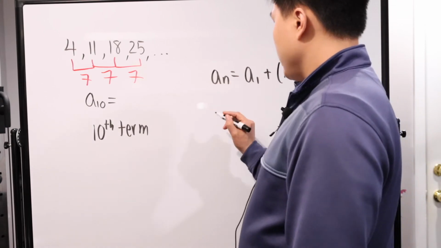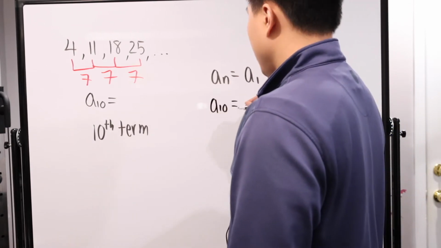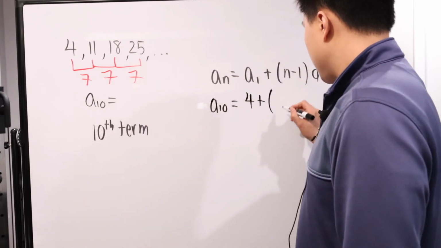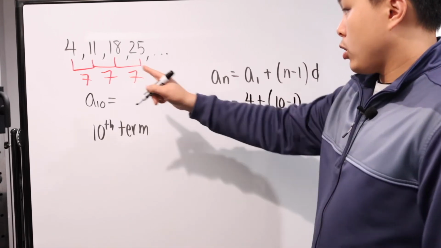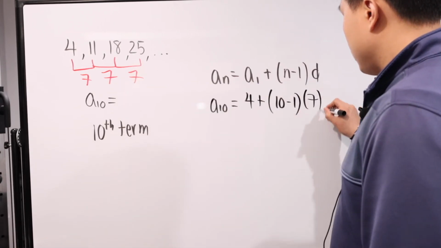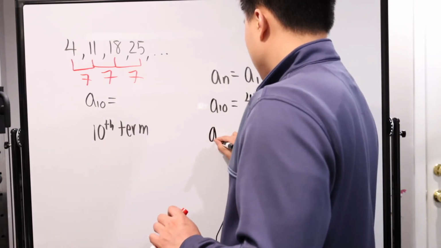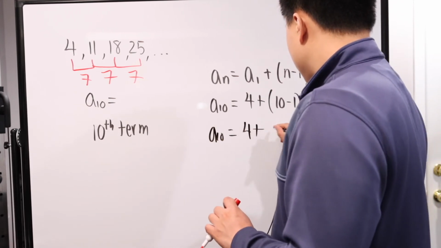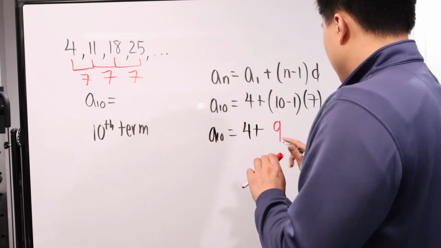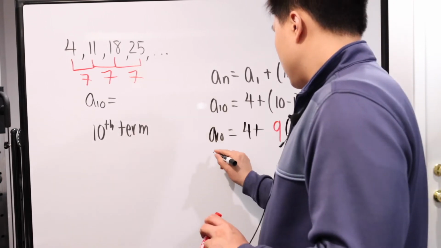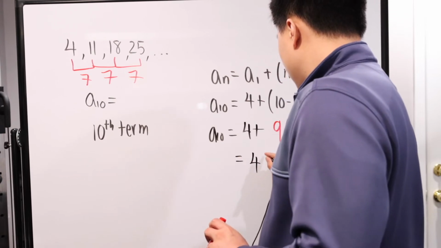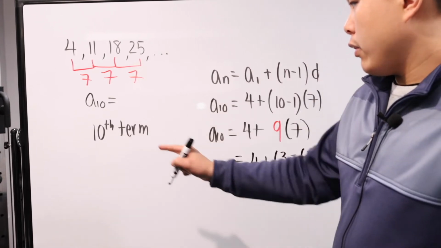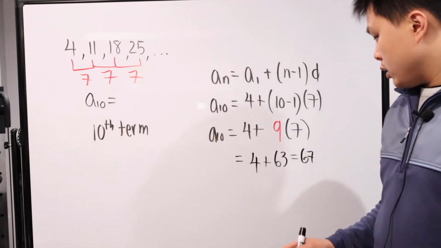Well, if that's the case, we want a sub 10 equals a sub 1, which is 4, our first term, plus 10 minus 1 times our common difference, which is 7. Excellent. All right, let's start working on this. So a sub 10 equals 4 plus 9 times 7. That's going to equal 4 plus 63, which equals 67. And just like that, we already figured out that the 10th term in this sequence is 67.